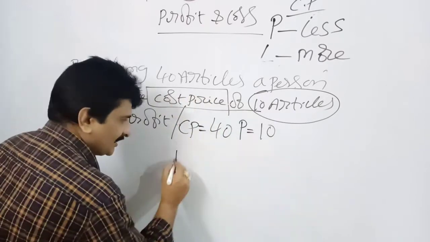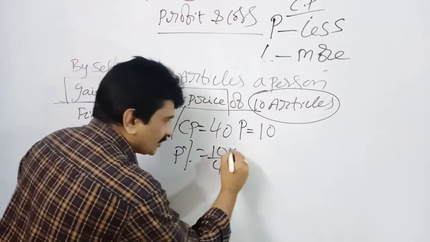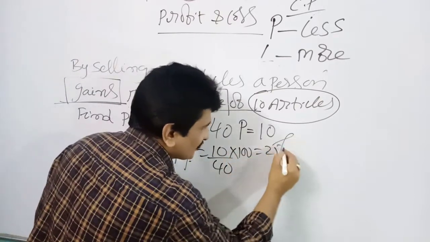So now it is the CP. Profit percentage will be calculated on CP only. So he has given the CP. So 10 by 40 into 100. So the answer is 25%.